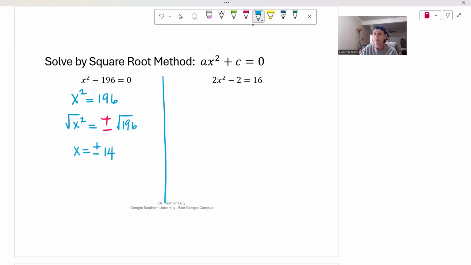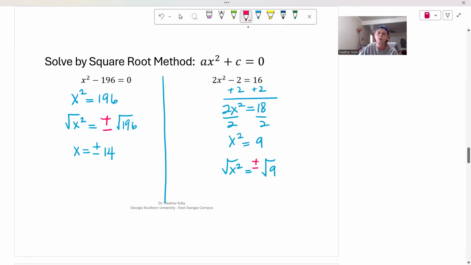Remember, the last step in isolating stuff is to divide something out, because there's no sense in making fractions until the very last minute, if you are going to make fractions. So first I'm going to add the 2 over. 2x squared equals 18. Divide by 2. x squared is equal to 9. And then we can take the square root of both sides. You're like, uh-oh, she forgot it. No, I just wanted to put it in brighter ink here. And x is equal to plus or minus 3.